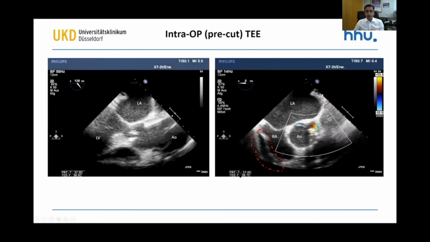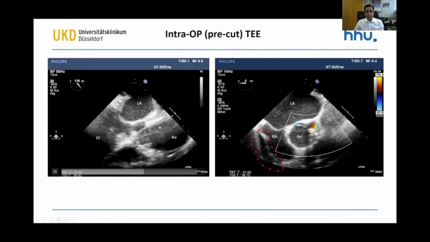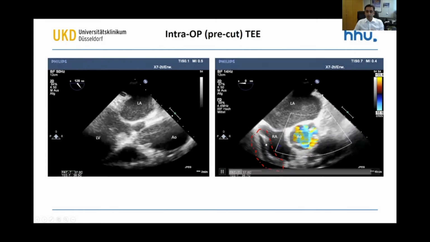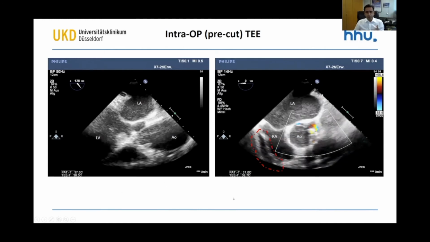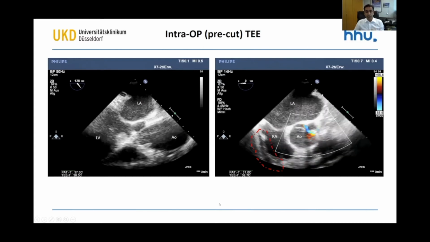Upon arriving in the operating room and prior to incision, we see the extent of the dissection, and more importantly, we already can see some pericardial effusion and regurgitation of the aortic valve as a result of the dissection. This is quite typical for what we do and what we see in our practice. So what is the operative strategy in such a case?